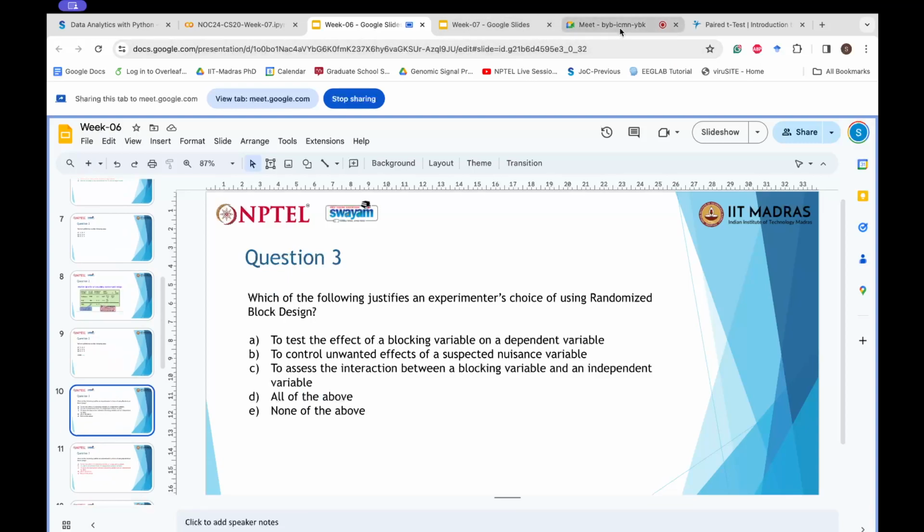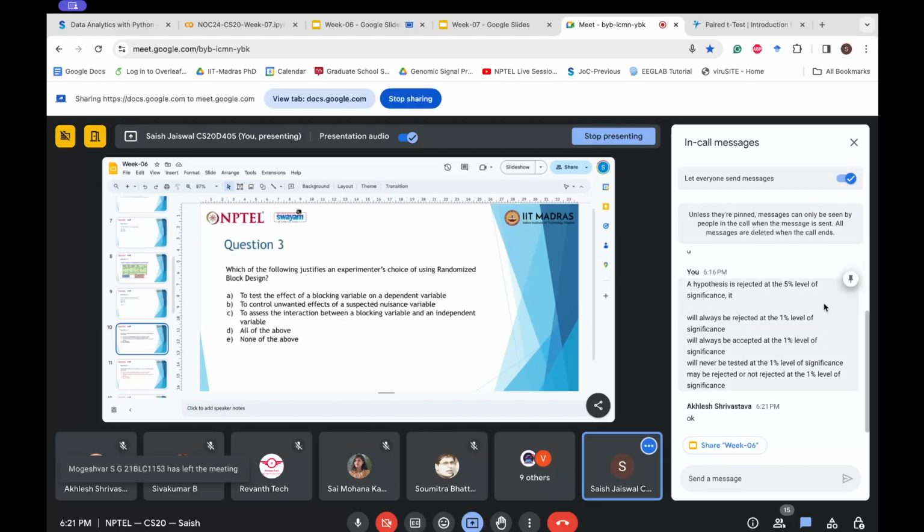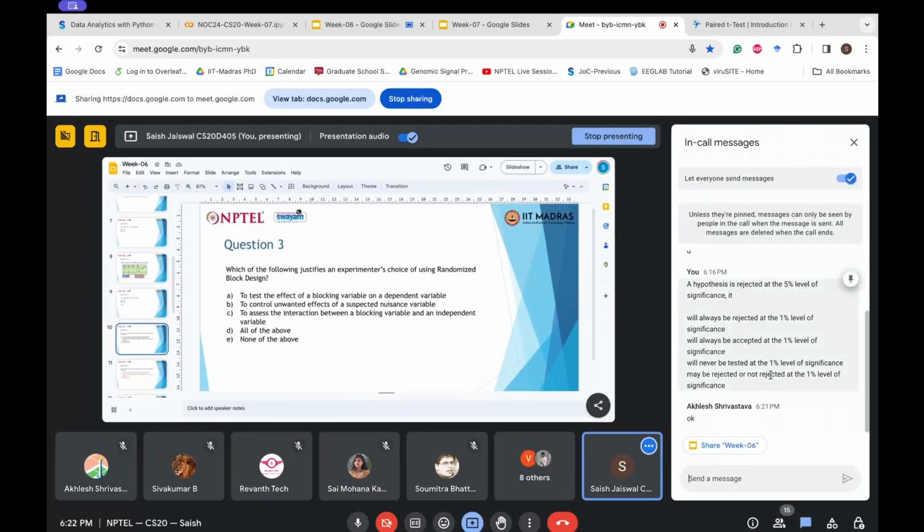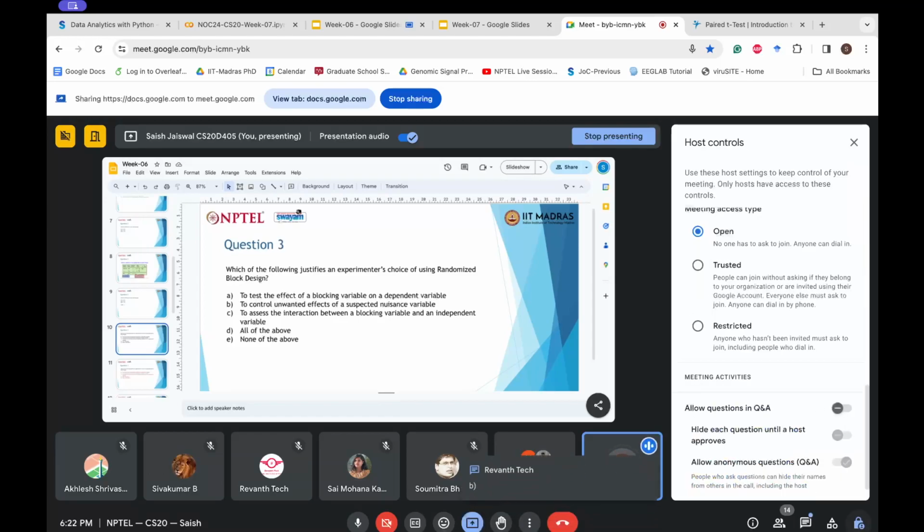Which of the following justifies an experimenter's choice of using randomized block design? To test the effect of a blocking variable on a dependent variable, to control unwanted effects of a suspected nuisance variable, to assess the interaction between a blocking variable and an independent variable, all of the above, none of the above. You can put the answer in the chat, or let me start a poll.